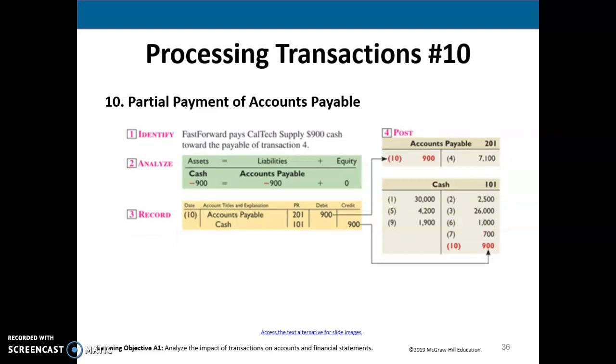Then we're going to look at transaction 10. It says a partial payment of accounts payable. So Fast Forward is paying $900 cash towards the payable amount that we created in transaction 4. So this transaction is going to decrease the cash account because we're paying out cash, and it's going to decrease that accounts payable, the amount that we owe them, by the amount we're paying, which is $900. So to decrease the cash account, we're going to credit cash. To decrease accounts payable, we're going to debit accounts payable for $900. Then again, we're going to post the respective amounts to the T accounts.